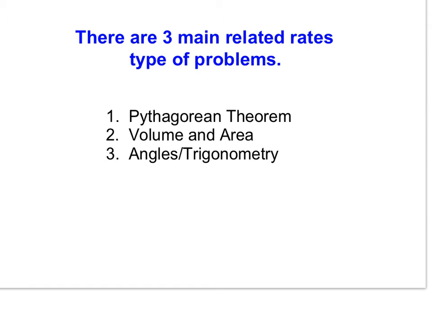Today we looked at 3 different puzzles regarding related rates. And tonight what I'm going to do is 3 examples of the typical type of problems you will see with related rates: Pythagorean theorem, volume and area, and then angles with some trigonometry. So let's look at our first example.